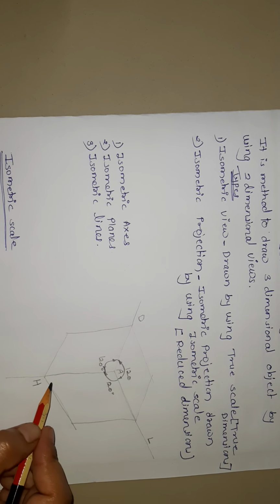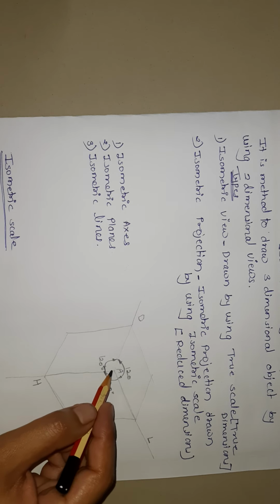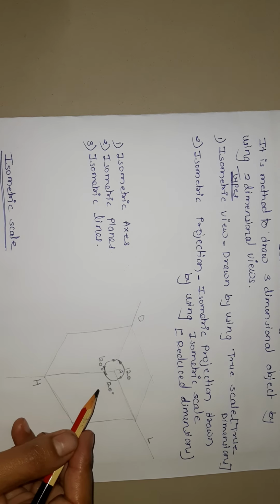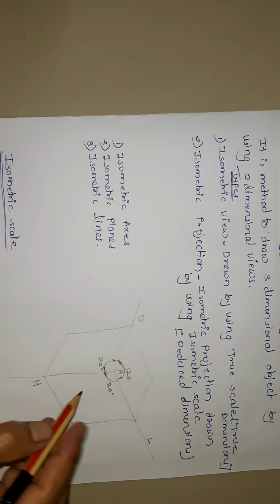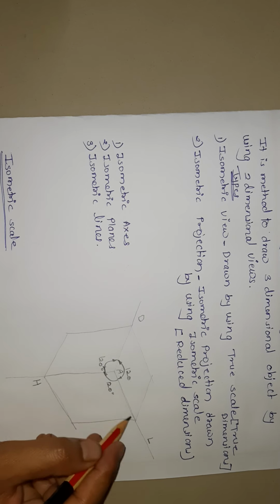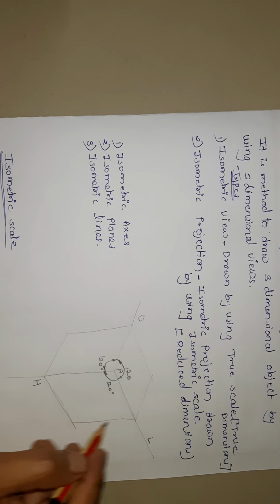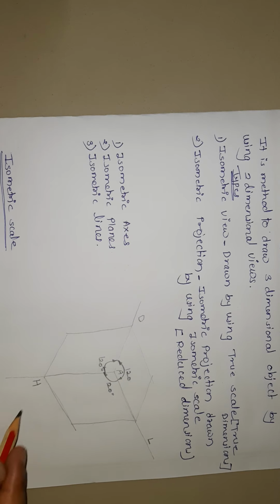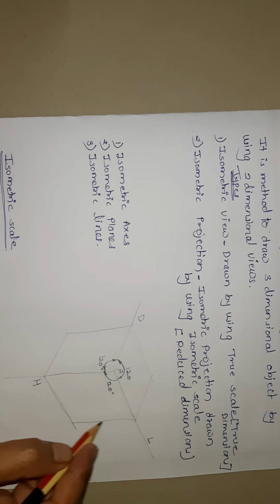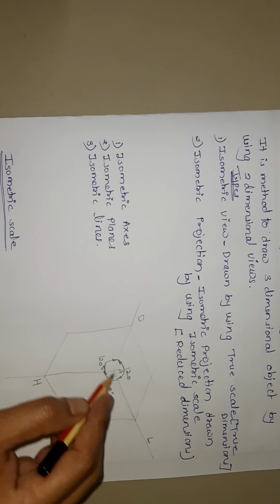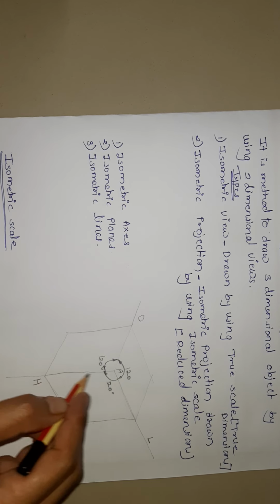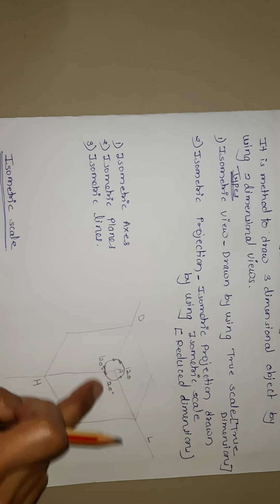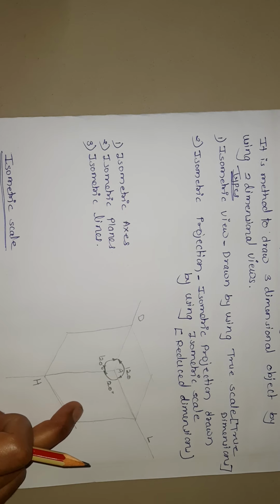Then we'll see the isometric lines. The lines which are parallel to these isometric axes are called isometric lines. So these are the axes, right? This line is parallel to this axis, so this is an isometric line. This line is parallel to this axis, so this is also an isometric line. So all these are the isometric lines, and by using these isometric lines we can draw a plane, so that plane is called an isometric plane, because we draw these planes by using isometric lines.